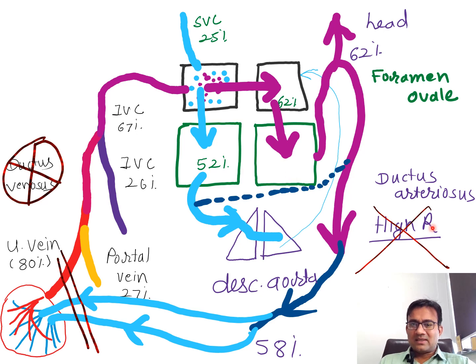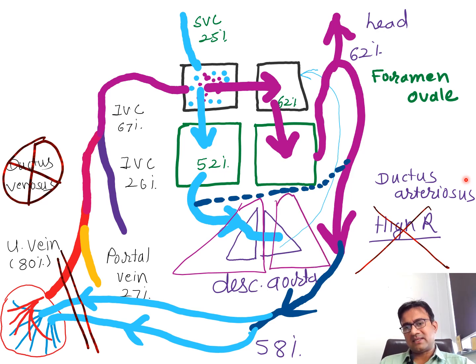See, the lungs were having very high resistance. Now this high resistance will not be there because the lungs are going to expand. So high resistance will not be there. See here now, both of the lungs have expanded. So as a result of this, what will occur?